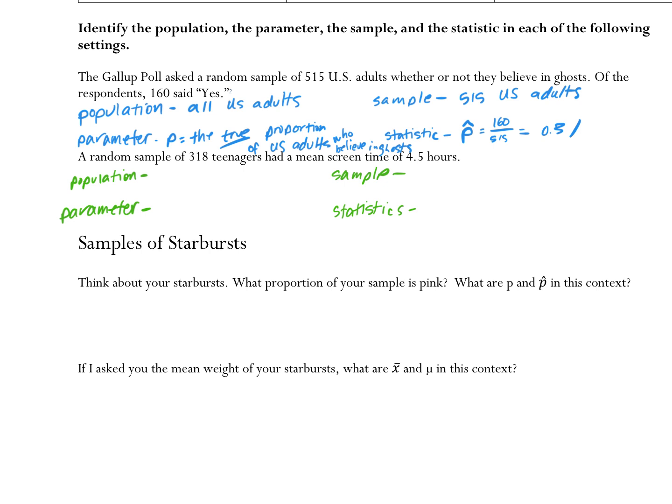What's my sample? 318. The 318 teens. Who are they trying to represent? All teens. What's my statistic? I'm going to call it X bar because it's a sample mean. What was my sample mean? 4.5 hours. And my parameter would be mu, the true mean screen time for teenagers.